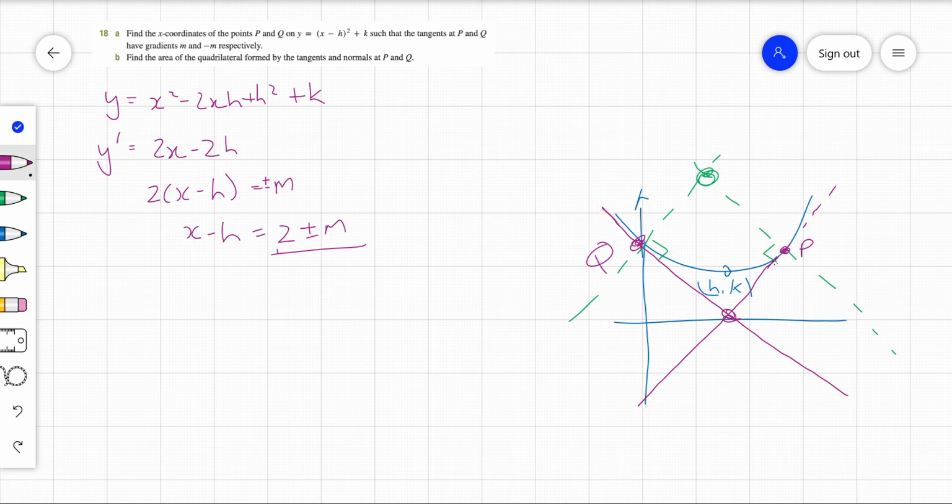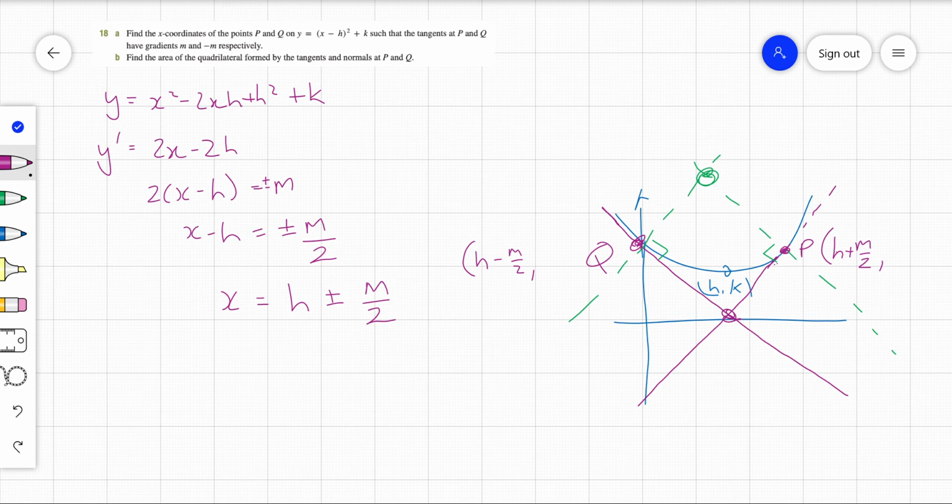Let's try that again. So there we go, plus or minus m divided by 2. And then x would equal h plus or minus m on 2. So you can see this x value at P, where we've got the positive gradient m, is going to be h plus m on 2. And for Q over here, we'll put it as h minus m on 2 as the x value.